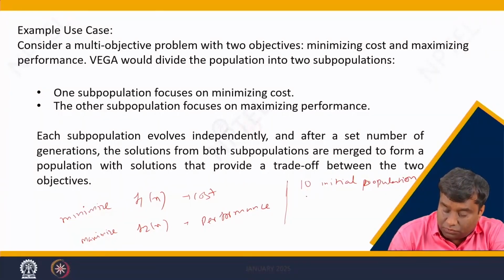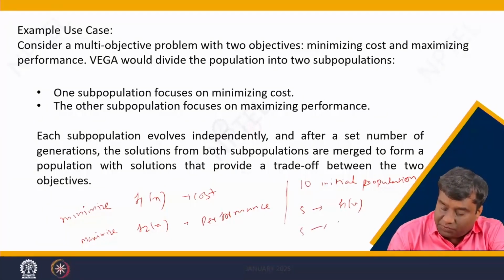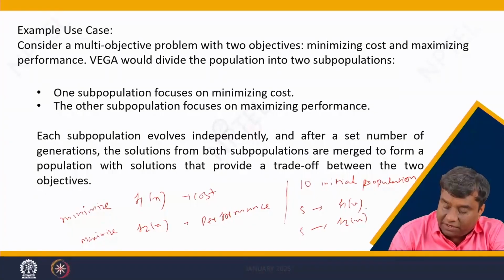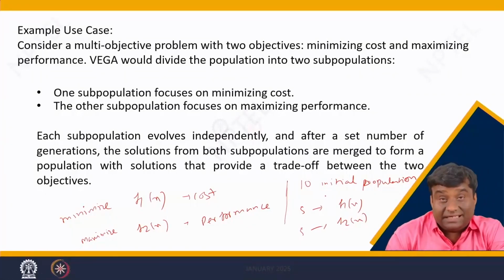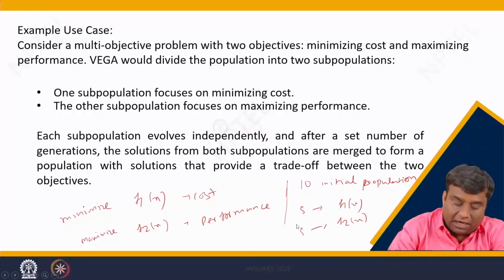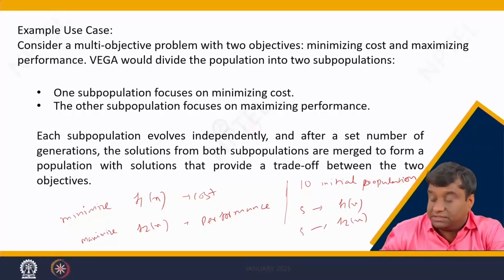So that 5 will represent cost, that is f1x. So 5 subpopulations for f1x and another 5 subpopulations for f2x depending on their fitness. Then we will do crossover selection, crossover mutation here, and ultimately we'll combine these things.